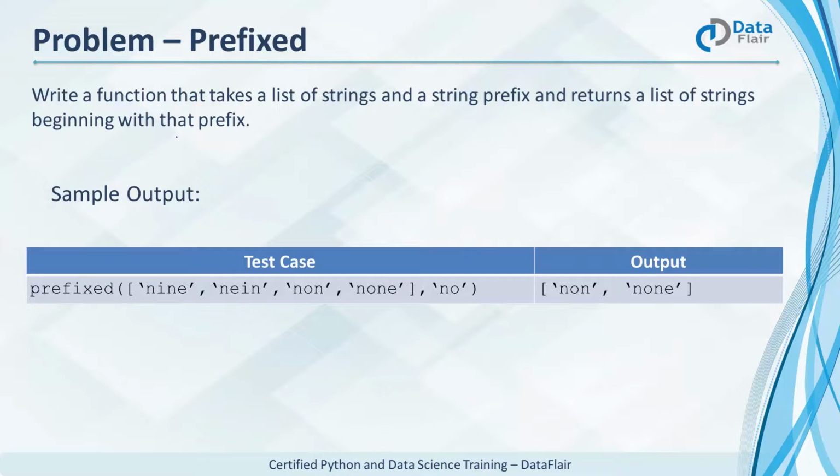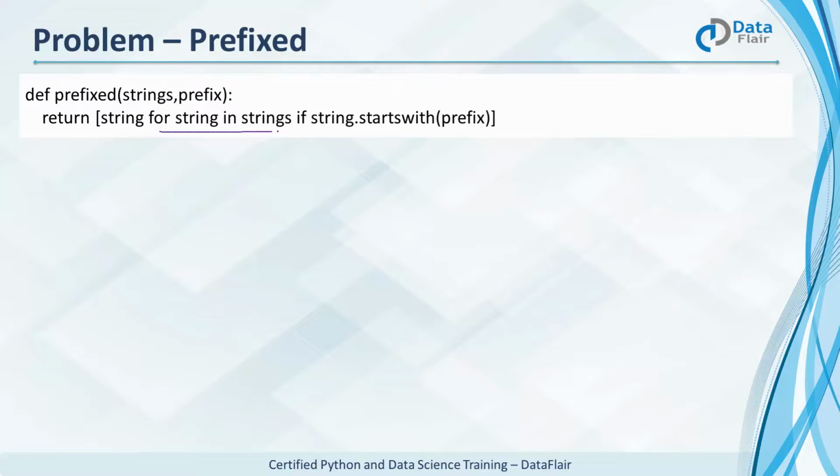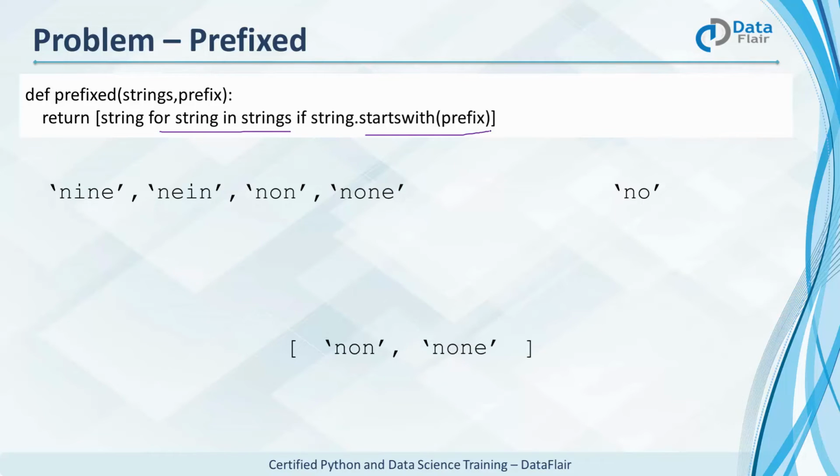And now, write a function that takes a list of strings and a string prefix. It returns a list of all the strings that begin with that prefix. For each string in the list strings, use it for the list comprehension only if it starts with that prefix. So this is the list of strings, and this is the prefix. Only non and none begin with this prefix. So this is what goes into a list, and the function returns this list.